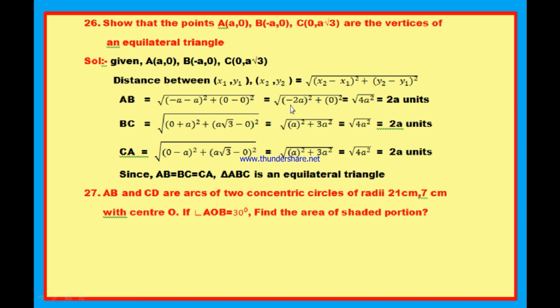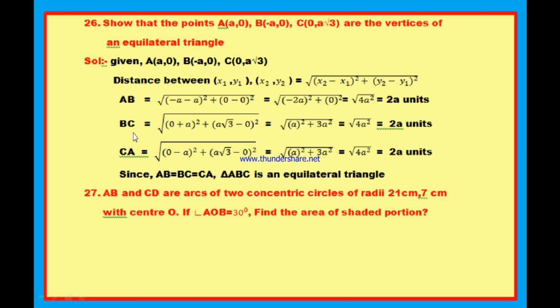Minus a minus a is minus 2a whole square plus 0 minus 0 is 0 square. Minus 2a whole square is minus into minus is plus, 2 2's are 4a square. This is equal to the square root of 4a square, which is 2a units. It is the length of the side AB.